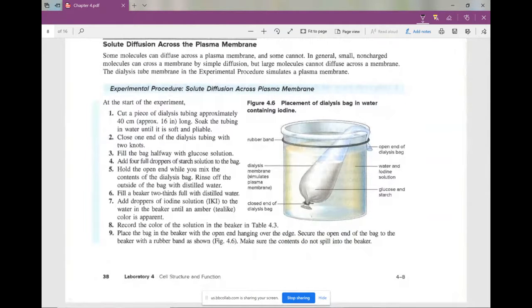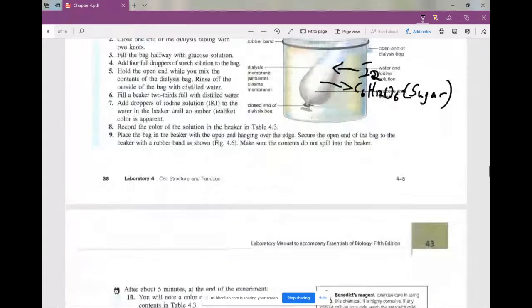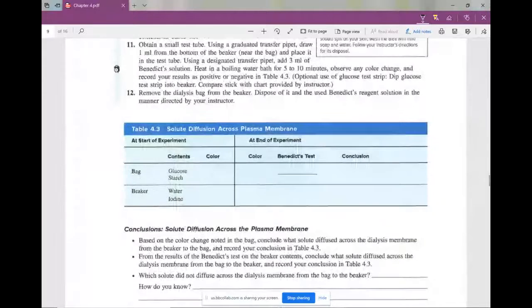Now, I already explained this experiment. This is the experiment of osmosis. Well, not osmosis, diffusion through a plasma membrane, right? The sugar exits, the iodine goes in, so I2 in, I2 in. C6H12O6, that's sugar, that leaves the dialysis bag. Starch stays put. All right, and the end result has been something that we're going to discuss right here.